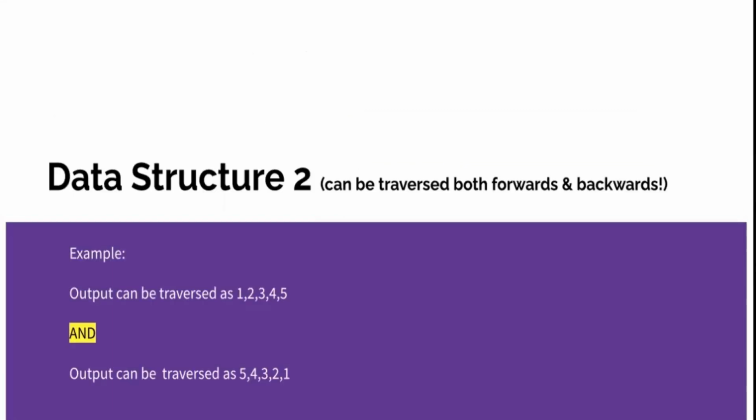A doubly linked list can be traversed both forwards and backwards. For example, we have 1, 2, 3, 4, 5, and it can also be traversed as 5, 4, 3, 2, 1, whereas the singly linked list can only be traversed forwards.